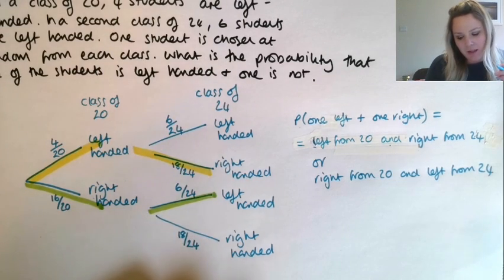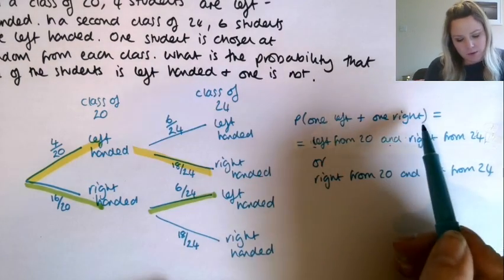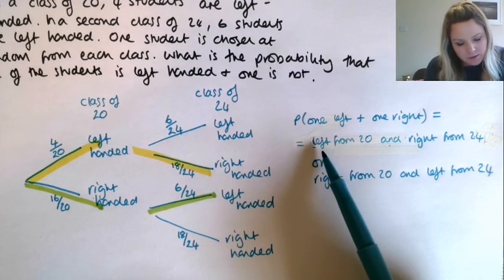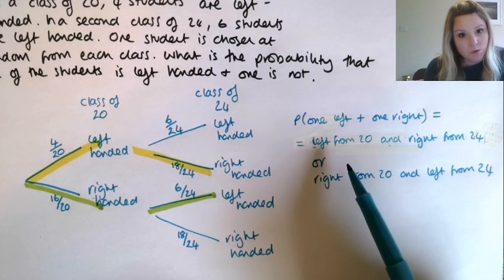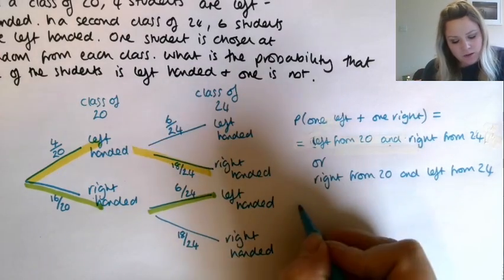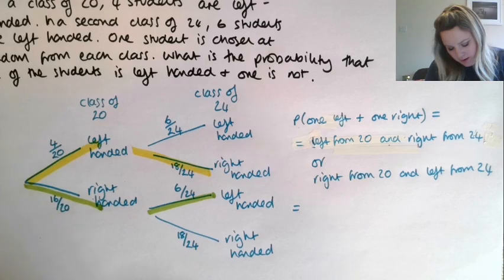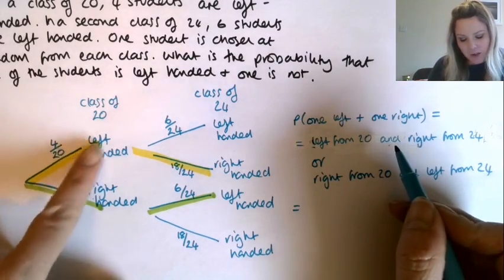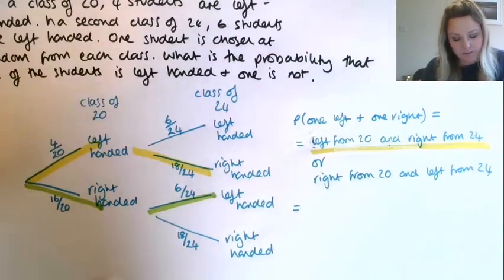So the probability that we get just one left-handed and one right-handed, there are two ways that can happen. We're either going to get left-handed from the class of 20 and right-handed from the class of 24, or right-handed from the class of 20 and left-handed from the 24. So this one here, the left from the 20 and the right from the 24, well, that's an and situation, and that's this yellow path. So that's that one there.